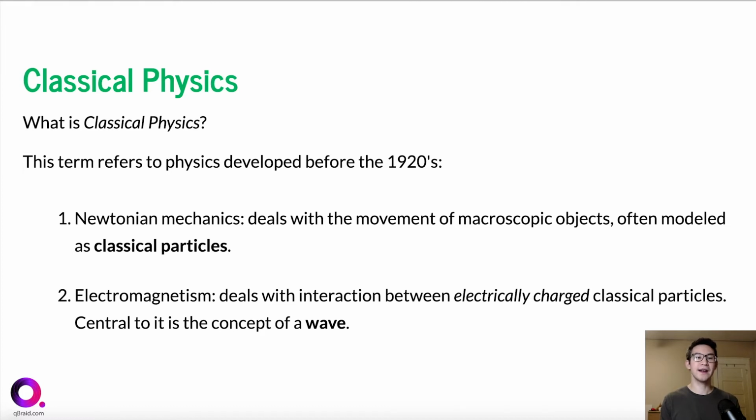Now, classical mechanics deals with the movement of macroscopic objects, so large-scale objects, for example, planets or, say, tennis balls. And for simplicity, even though these objects may be large, they're often modeled as classical particles. So essentially point-like objects of negligible size that at any given moment occupy a very well-defined position. So you can pinpoint exactly where they are.